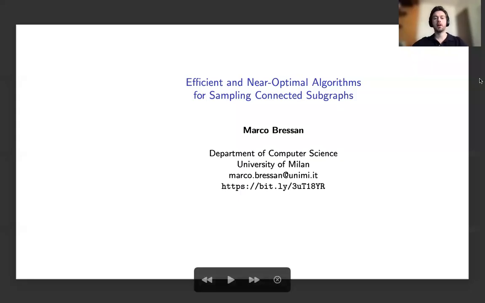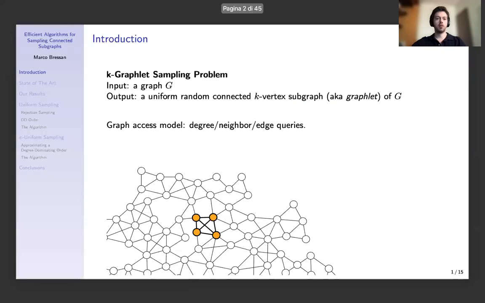Hi, this is Marco from the University of Milan, and I'm presenting efficient and near optimal algorithms for sampling connected subgraphs. We study the following k-graphlet sampling problem. You are given a graph G and you are asked to return a uniform random connected subgraph on k vertices of G, also called a graphlet.